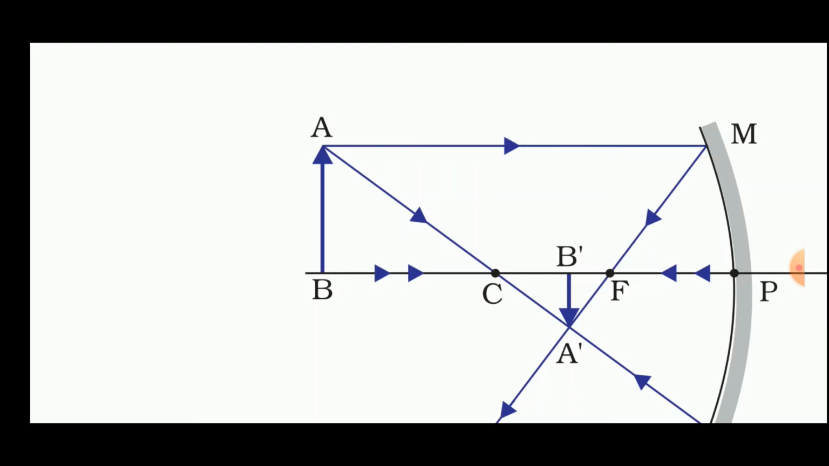Now the nature of the image here: this image A'B' can be obtained on a screen. So this is a real image. The image is real and inverted. So when you are defining the image, how it is formed, you have to write down what is the position of the object, and corresponding to that, what is the position of the image. After that, you will write down whether it is real or virtual. And third, you will write down whether it is inverted or erect. Inverted means upside down and erect means straight.